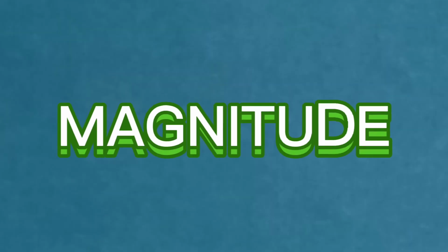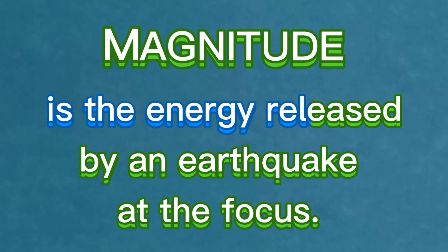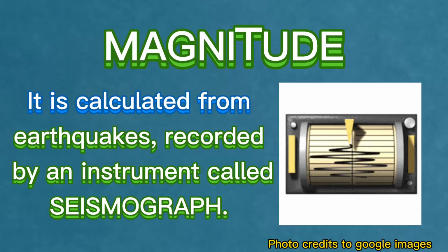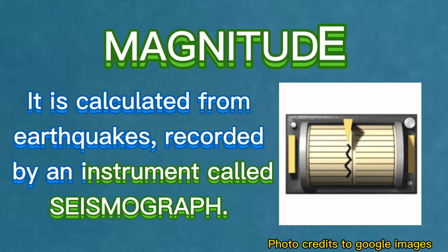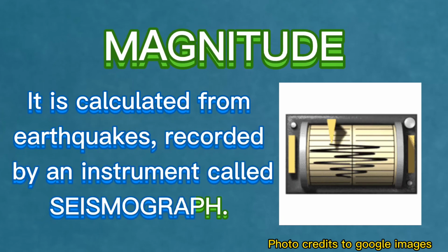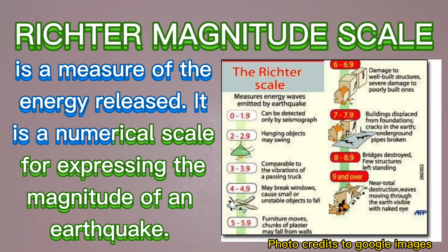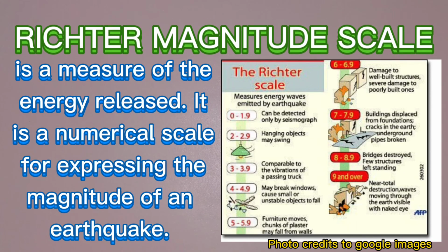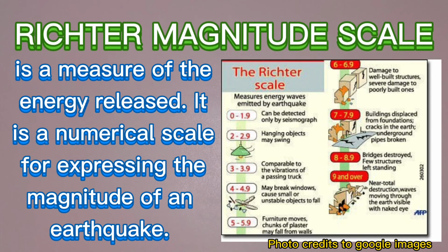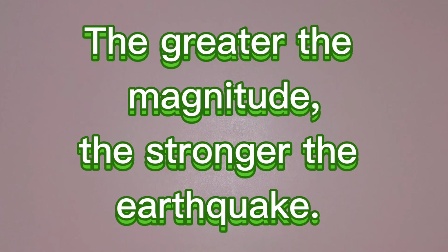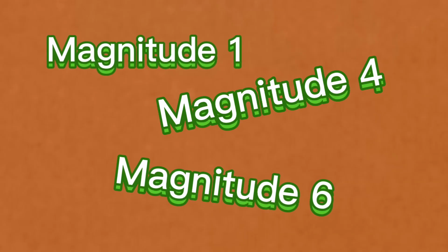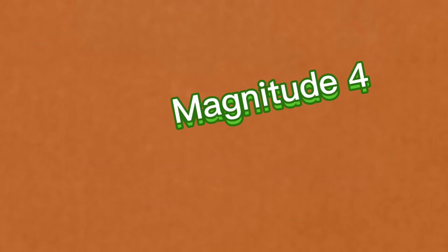Another way of describing the strength of an earthquake is by magnitude. Magnitude is the energy released by an earthquake at the focus. It is calculated from earthquakes recorded by an instrument called seismograph. The Richter scale, also called Richter magnitude scale, is a measure of the energy released. The greater the magnitude, the stronger the earthquake. And it is expressed using Hindu-Arabic numerals.